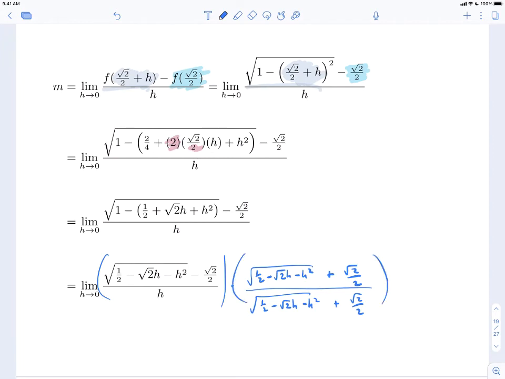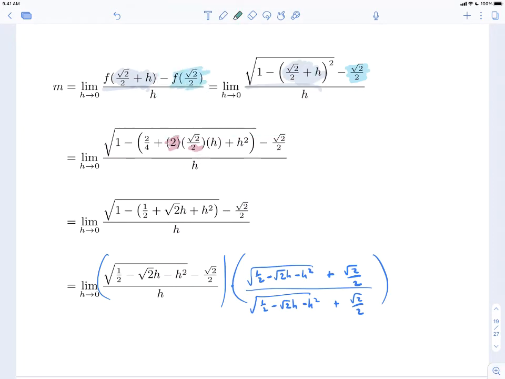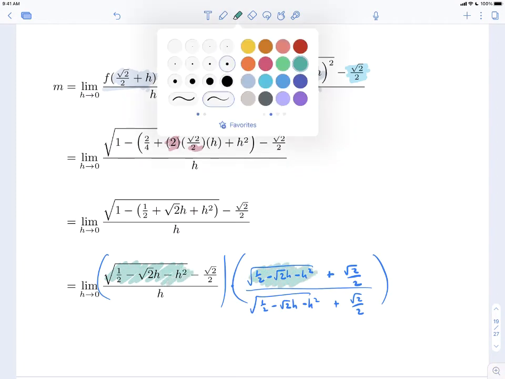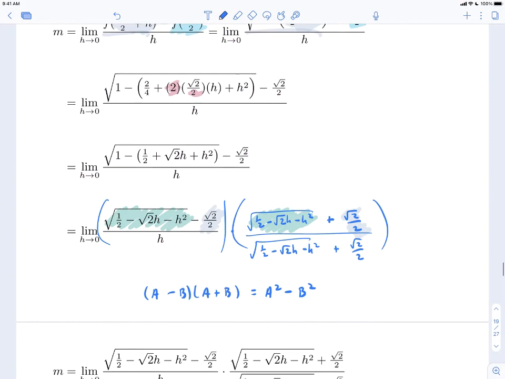And again, I'm just using the idea that I'm looking at the difference of squares. So if I just highlight this one, this is the same as this term here. And then this term right here is the same as this term there. So we're looking at a minus b times a plus b, and this gives us the difference of squares. So that's what I'm going to make use of. So let's go to the next slide and we'll see that.